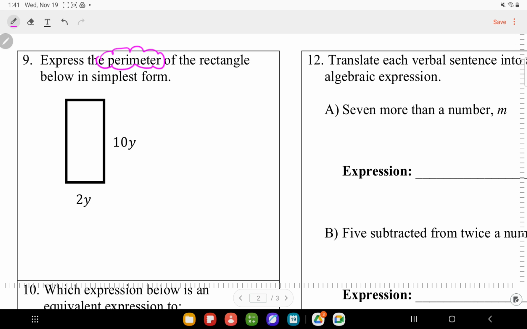Perimeter is the total outside edge. So the formula that we use basically is to add all the sides. Think of it like a fence. That's the perimeter when you buy fencing. We want the total outside.